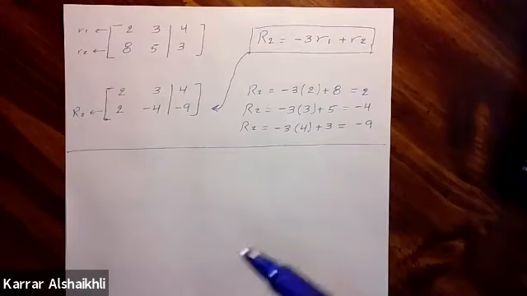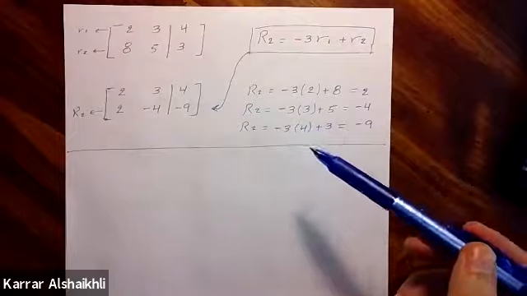I'm sorry. So the solution, it will be 2, negative 4, negative 9. Which one are you talking about? The solution, or on the homework, what are we going to write?